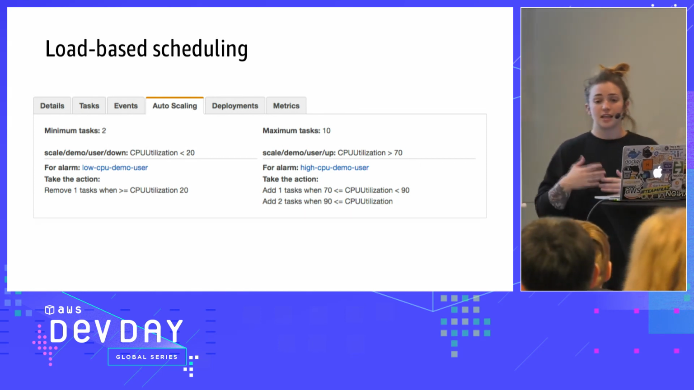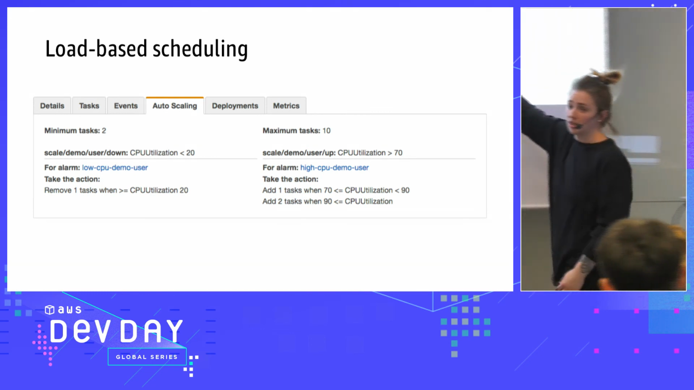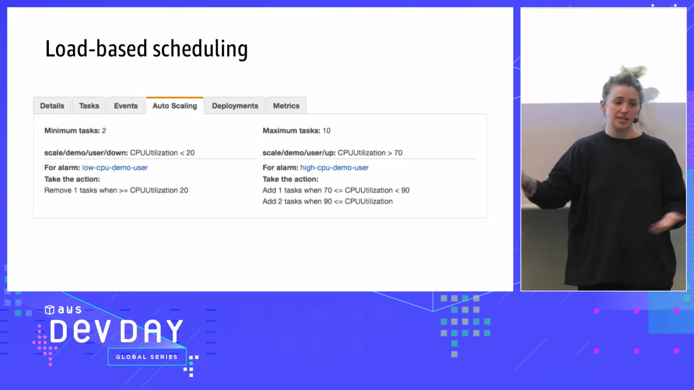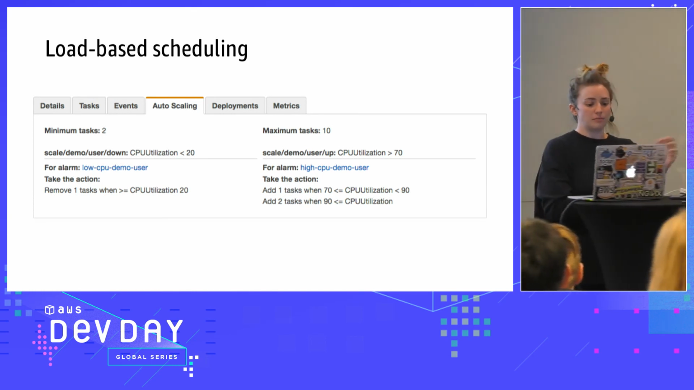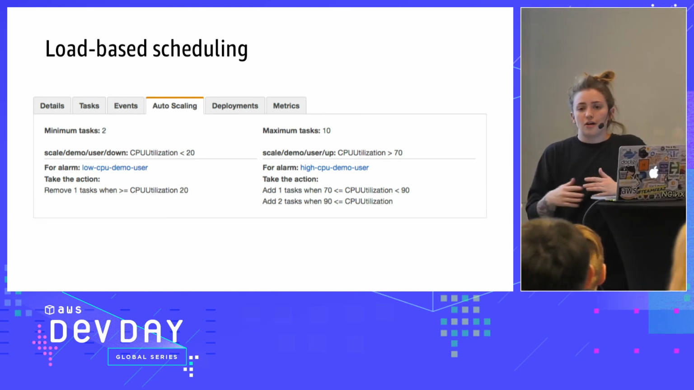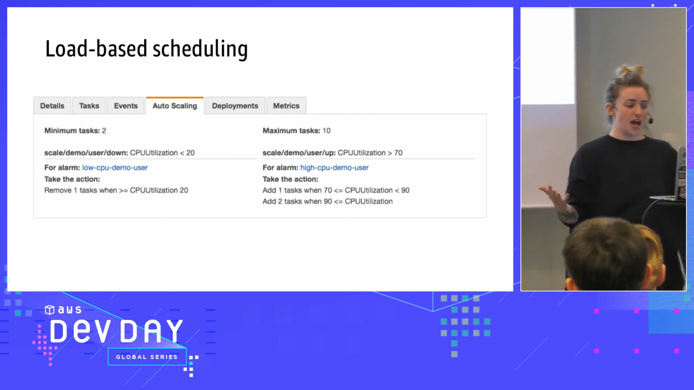So I can scale up in response to CPU utilization, and you can see that my action here, instead of adding another instance, is adding another task. So when my CPU utilization goes above a certain threshold, add another task. If it goes way above a certain secondary threshold, add 2 tasks.